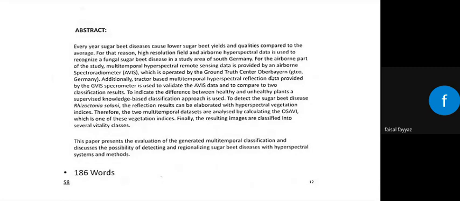In abstract, you only tell what you are going to do. This paper presents the evaluation of the generated multi-temporal classification and discusses the possibility of detecting and regionalizing sugar beet diseases with hyperspectral system and methods. So it means in abstract, you are telling that this research will present this thing, work on this area and cover these things, nothing else.